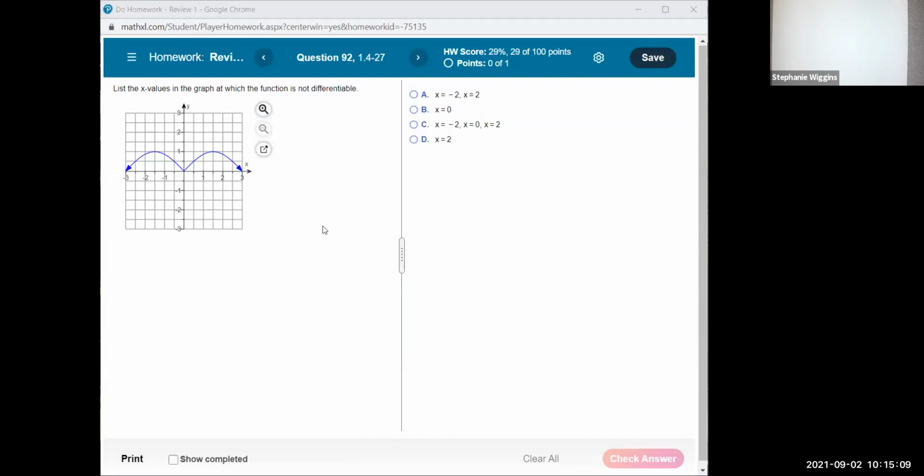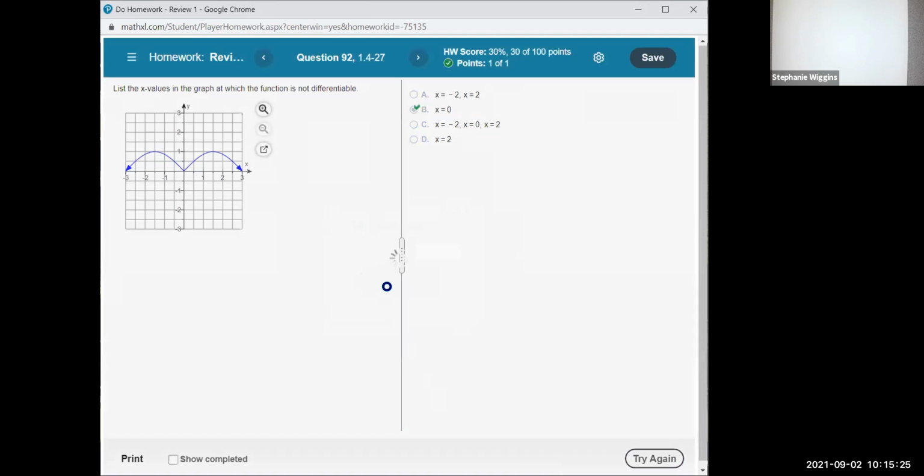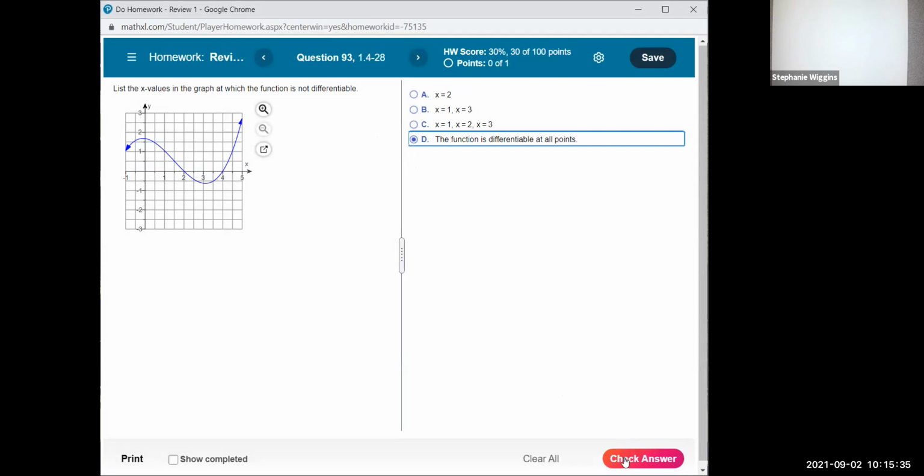Here, again, it's a smooth curve except at the origin. And at that spot, at the origin, X equals 0. So that's the spot where it's not differentiable. Okay, I think you get kind of the feel for these. I'll let you do the rest of these. This one is smooth everywhere and continuous. There's no holes or breaks, so the function is differentiable at all points.